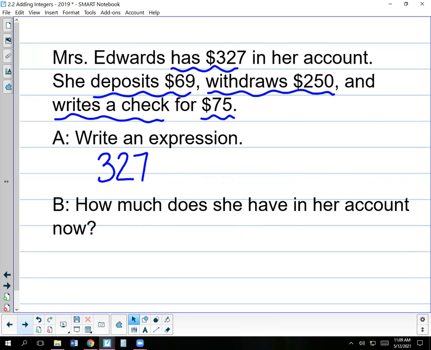Withdrawing is taking out, like withdrawing from a game. And then deposit means put in. Direct deposit, you know what I said about direct deposit? Direct deposit is payday. When it's my direct deposit day, I like it. Okay, now once you write the number sentence, then solve.